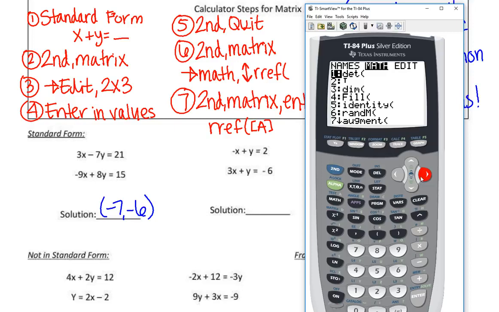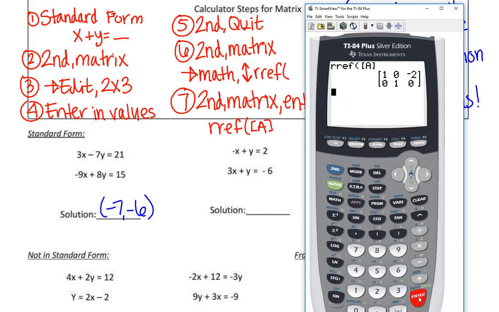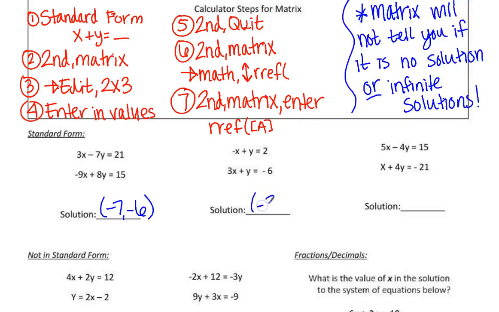And eventually, you guys, you're going to memorize this, but it's going to be a while of you looking at your notes. Then up or down to RREF. Enter. And then the last step, second matrix, and then we hit enter again. So second matrix, enter, enter. There we go. So my answer is negative 2 comma 0.